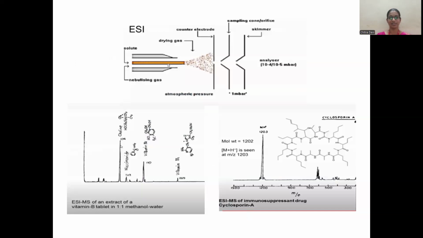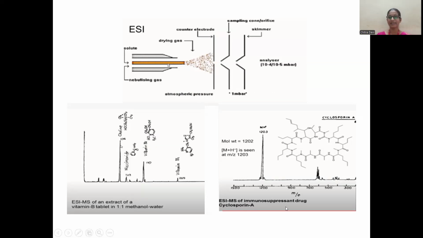So these are simple examples of how ESI is used and what its applications are. In this first diagram, for vitamin B detection, the solvent will be methanol and water, along with vitamin B, so you can detect vitamin B. This is the ESI-MS of vitamin B.